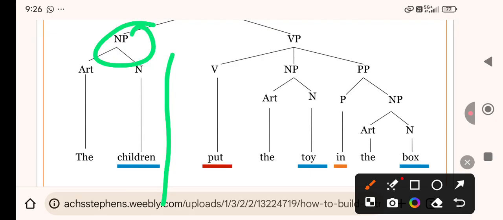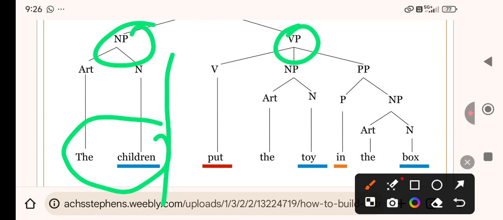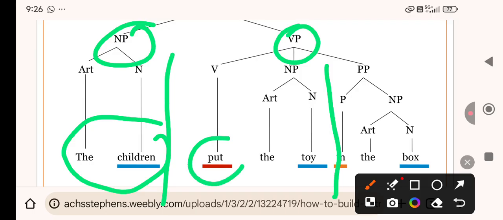Noun phrase, and this is verb phrase, right? So the noun phrase is the children, and then the verb phrase is put the toy. Put is a verb phrase, but in the verb phrase one more phrase is attached, that is part of the verb phrase. That is a prepositional phrase, right? So verb and then prepositional phrase, right?